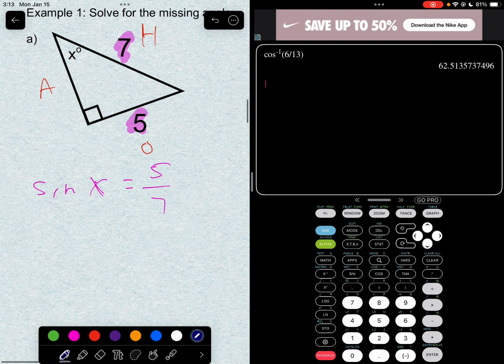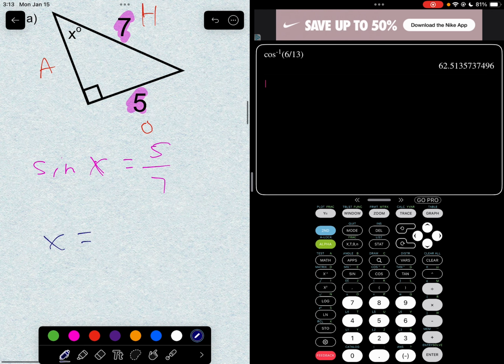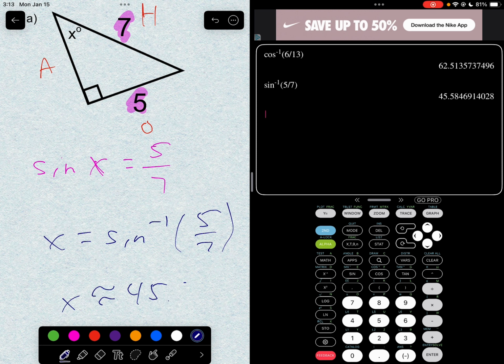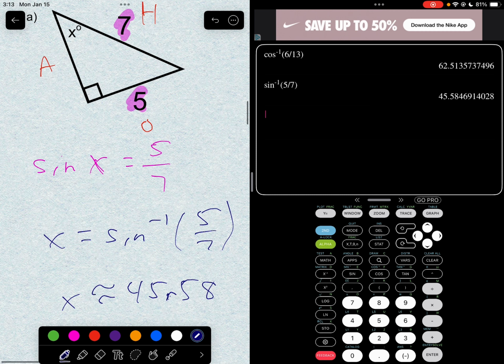Now to solve this, we take the sine inverse of both sides. We get x equals sine inverse of 5 over 7. And that's what we type into our calculator. So in our calculator, we're going to hit second sine, and the negative first should pop up, 5 over 7. And our answer here is 45.58 degrees.